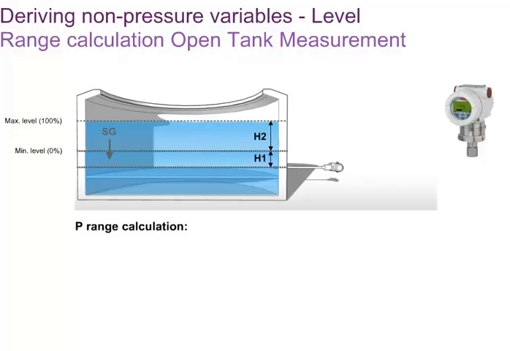The P-range calculation is the following. Lower range value, LRV, equals height, H1, multiplied by specific gravity of process liquid, SG. Upper range value, URV, equals lower range value plus height, H2, multiplied by specific gravity of process liquid, SG.